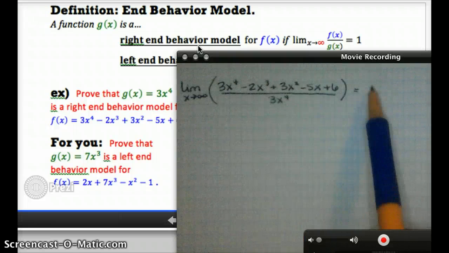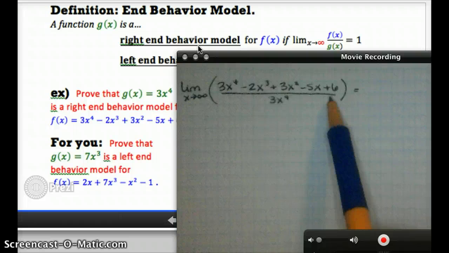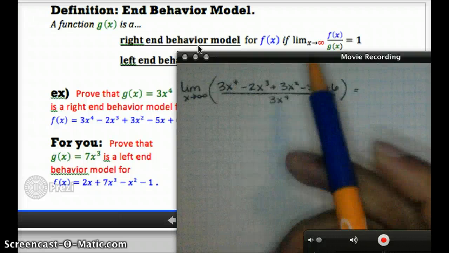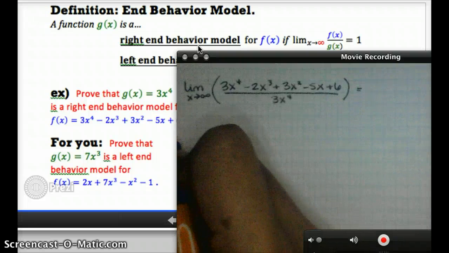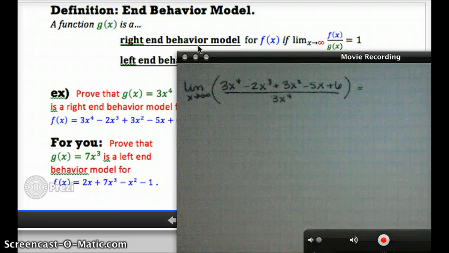And looking at this, I can tell the top is going to get really, really large because we have x to the fourth, and the bottom's going to get really, really large. So this is one of those infinity over infinity situations, which we in class said that we can't really know how to solve. Well, this is actually one that we can solve if we use an algebra trick.